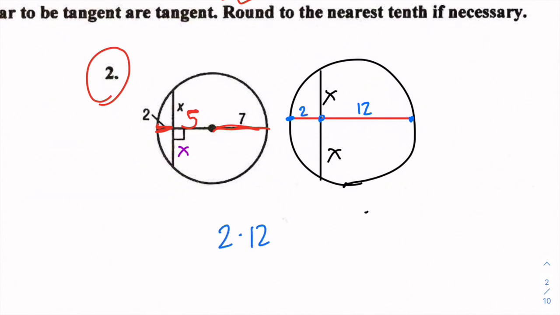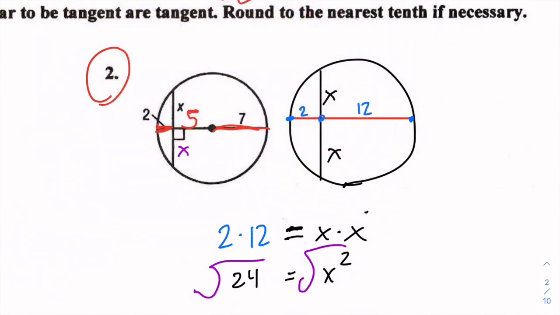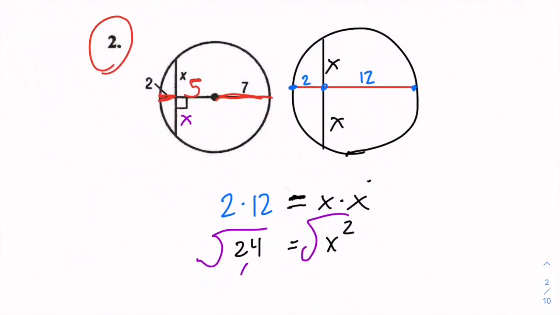2 times 12 equals x times x. x squared equals 24. We're going to take the square root. Let's break this down. What we got? Perfect squares. 4 and 6. 4 is a perfect square, so take that out as a 2. Bam, that's your final answer.